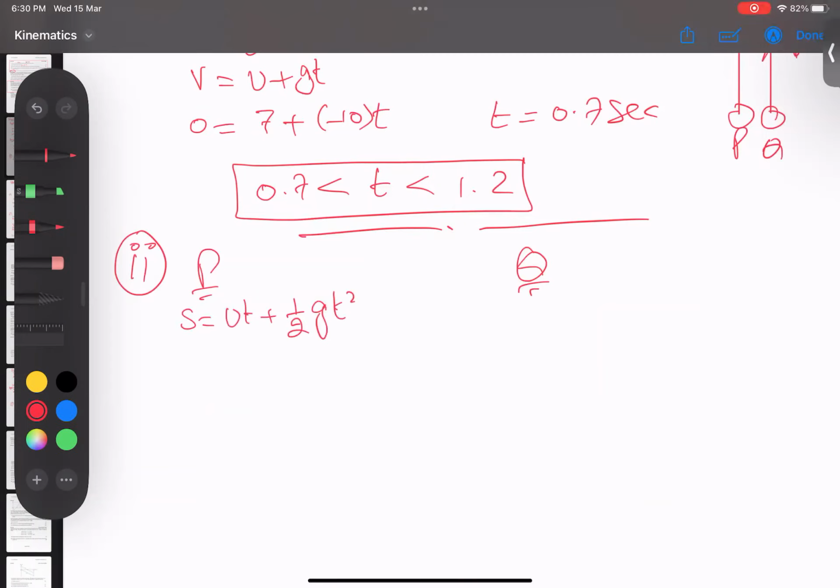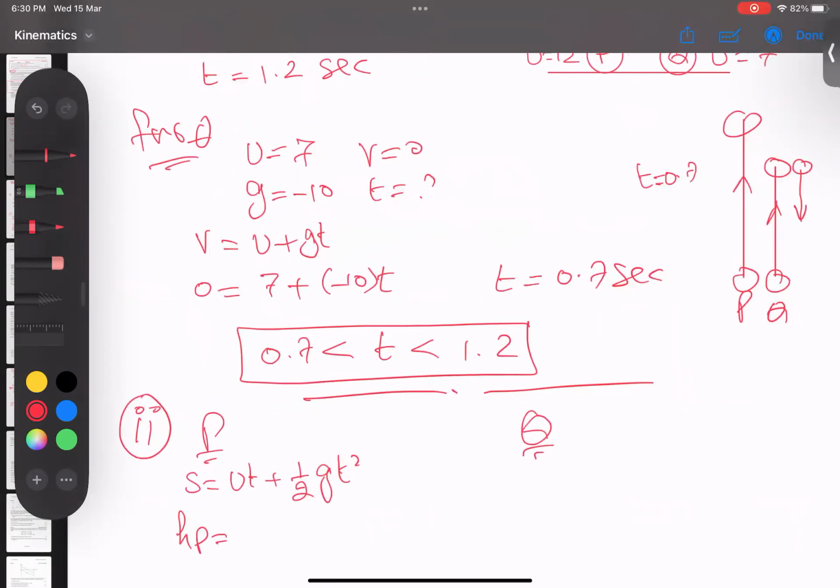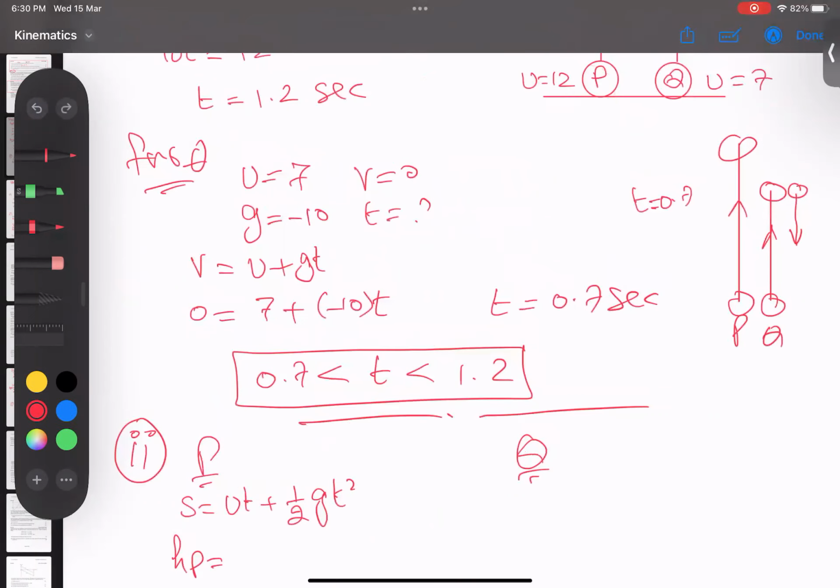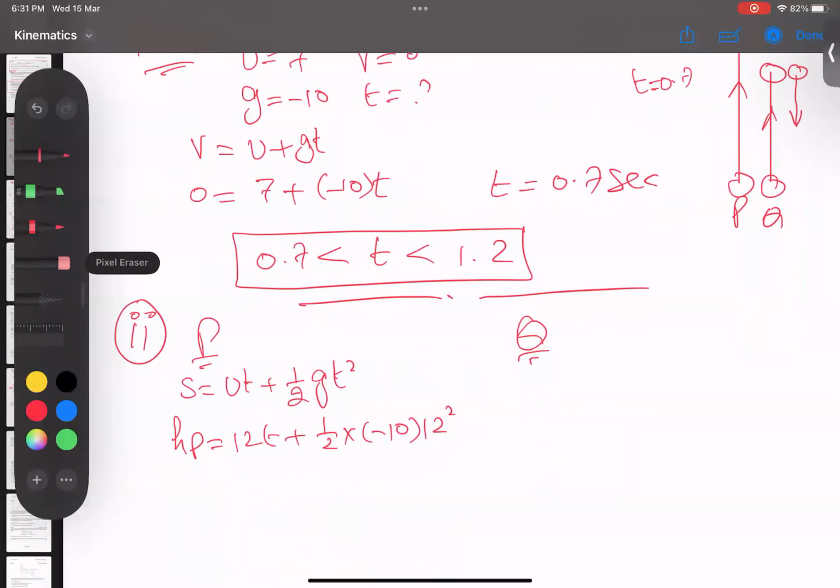Okay, height of this is a P particle, height of P. U is what for the P particle? You know it very well. This is a 12. So 12T plus half times 2 and negative 10 times T square. Because time I don't know. And I got 12T and this is cancelled. I got minus 5T to power 2. Height of P particle, I got one expression.